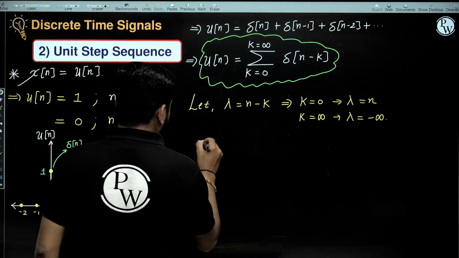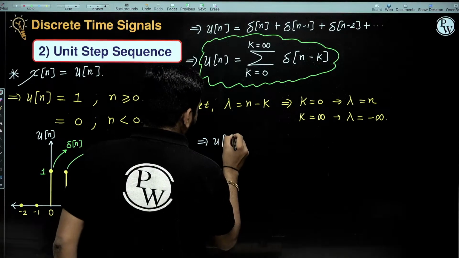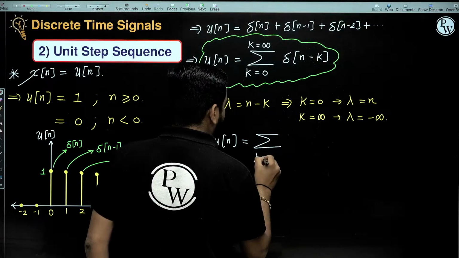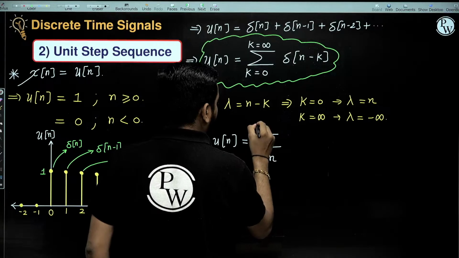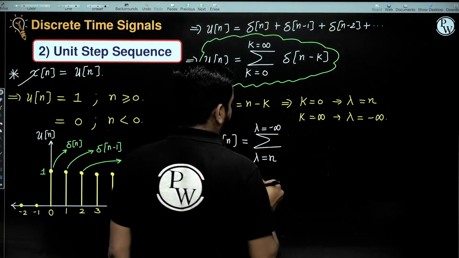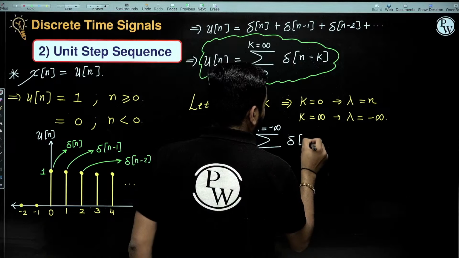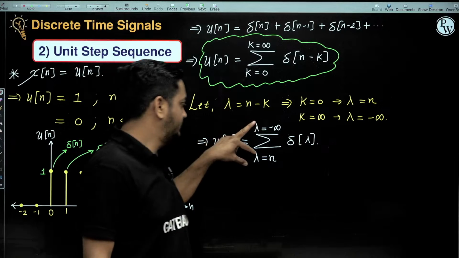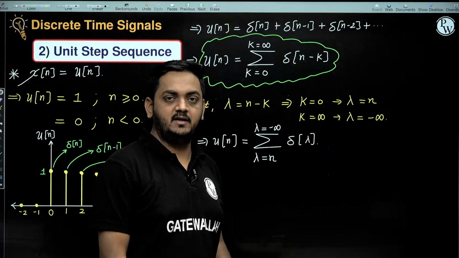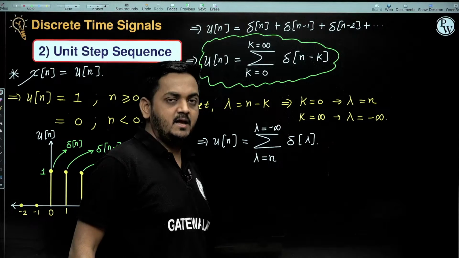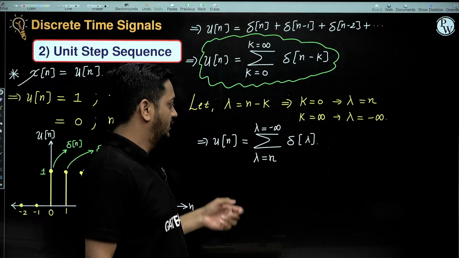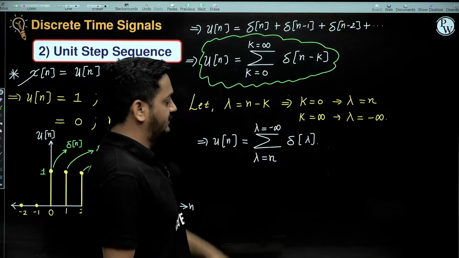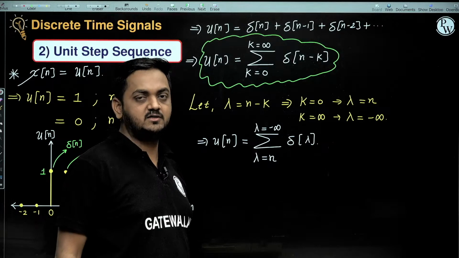Okay, then here your u of n is nothing but summation, now lambda is from minus infinite till n. Now here if you interchange the limits of summation, then is there any change in answer guys? In discrete time, in the summation, if you interchange the limits of summation, then is there any change in answer? No guys, there is no change in answer.